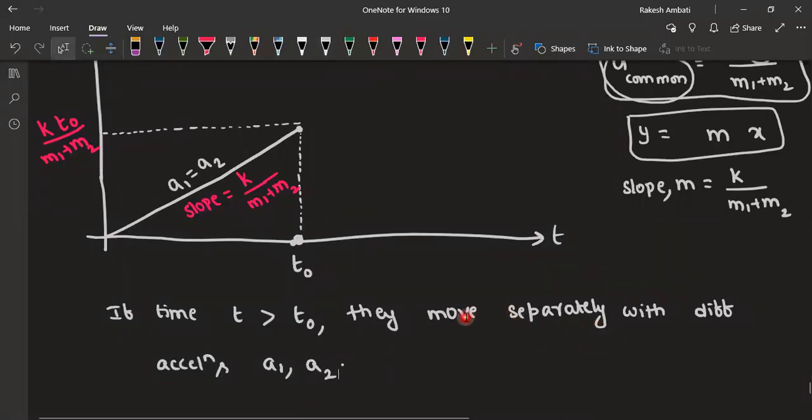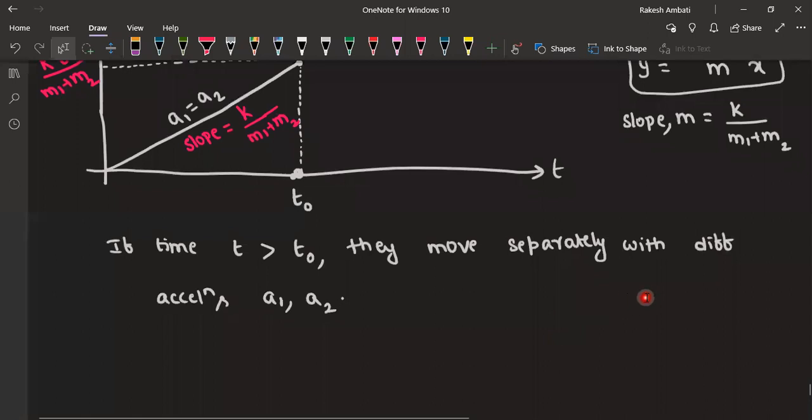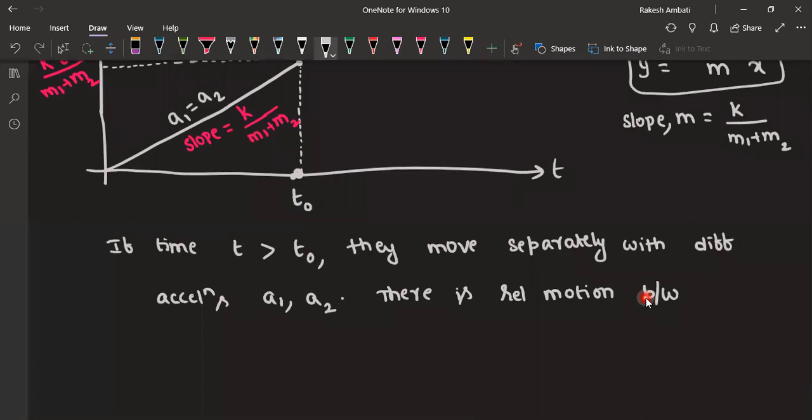Now, they are moving separately, which means there is relative motion between them. If there is relative motion between them, which frictional force acts, static or kinetic? Kinetic frictional force. Kinetic frictional force acts between them.